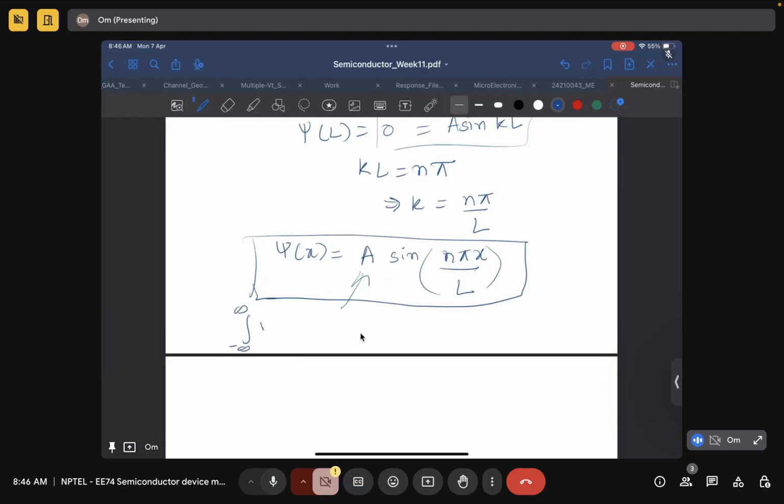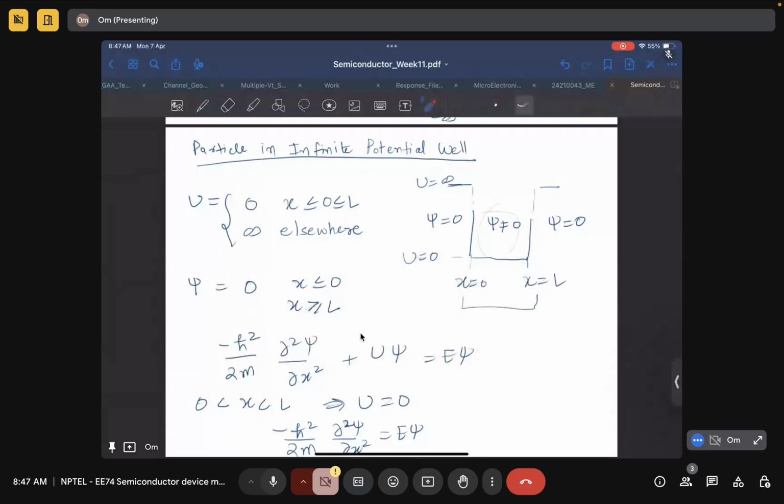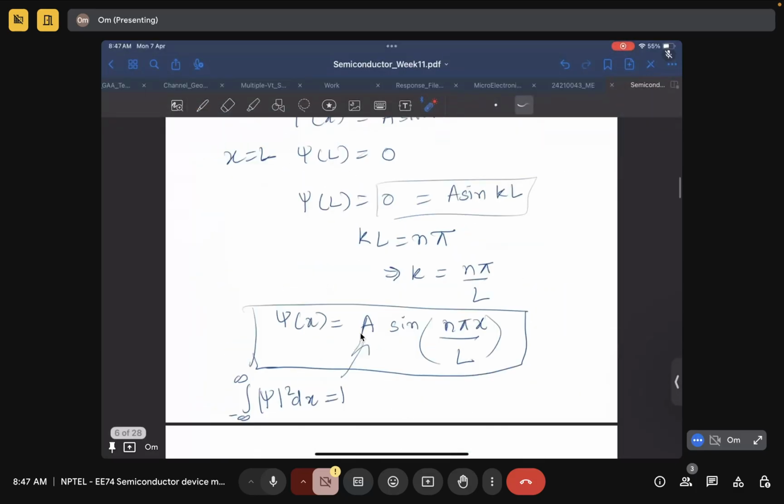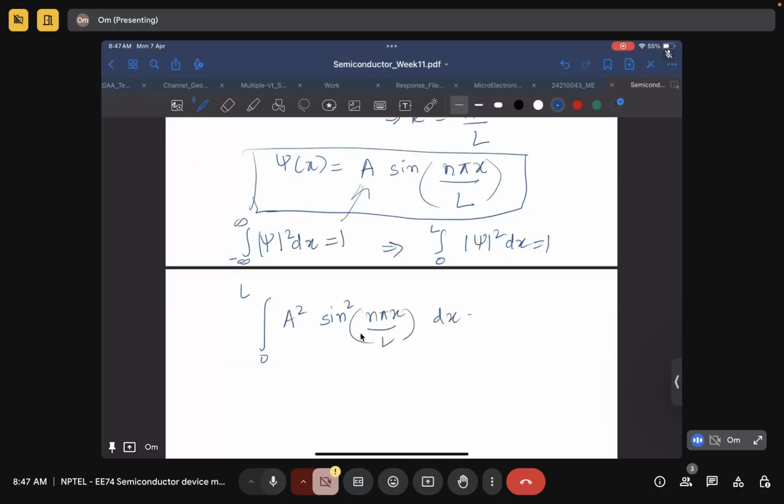Minus infinity to infinity, mod psi square dx is 1. And since our system is defined, psi is defined only between 0 and L, so we'll reduce it to 0 to L, mod psi square dx is 1. So we put this value: 0 to L, A square sine square n pi x by L dx is 1.